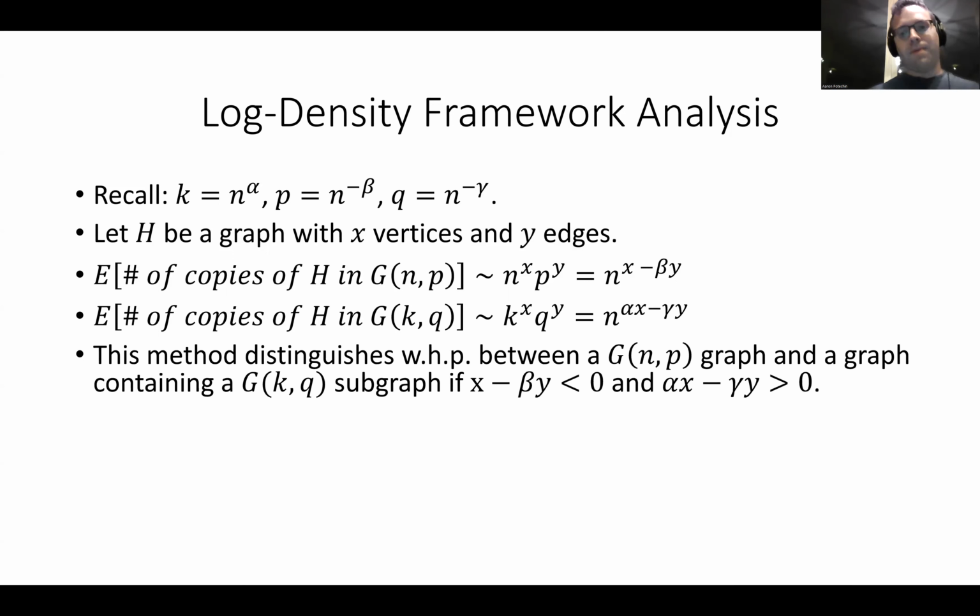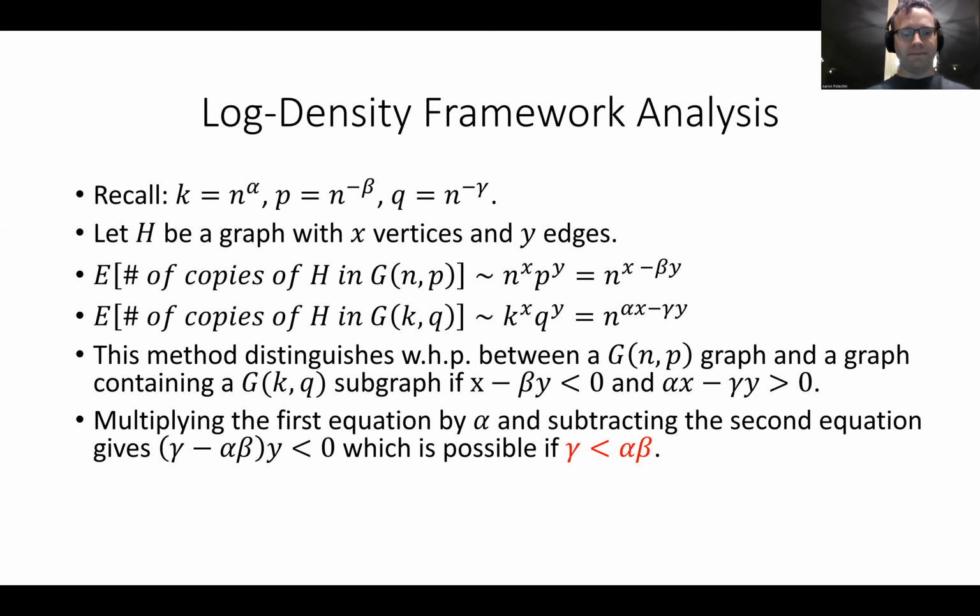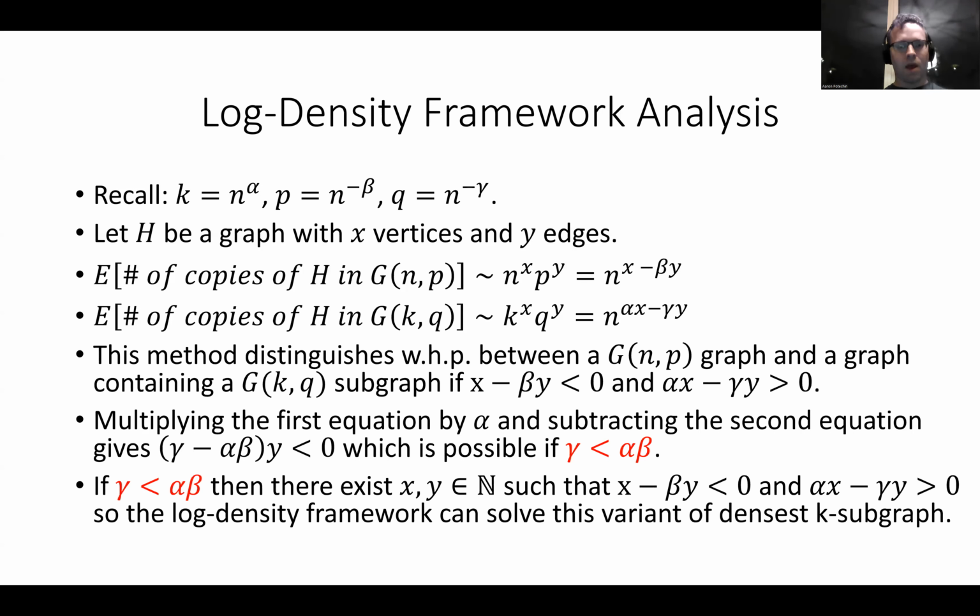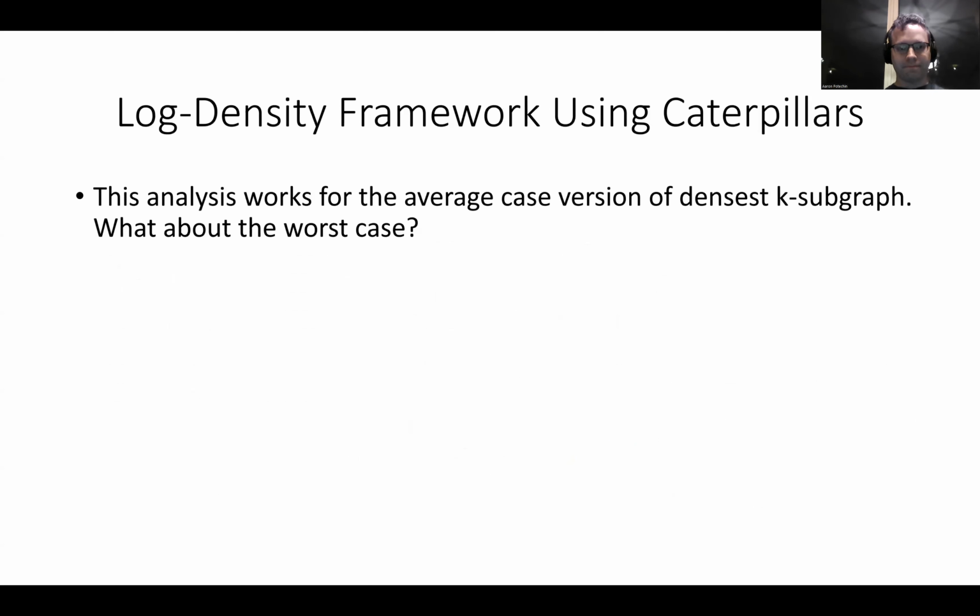if x minus beta times y is less than 0 and alpha times x minus gamma times y is bigger than 0. Multiplying the first equation by alpha and subtracting the second equation gives gamma minus alpha times beta times y is less than 0, which is possible if gamma is less than alpha times beta. So in fact, if gamma is less than alpha times beta, then there exist natural numbers x and y such that x minus beta times y is less than 0, and alpha times x minus gamma times y is bigger than 0. So the log density framework can solve this variant of densest k-subgraph.